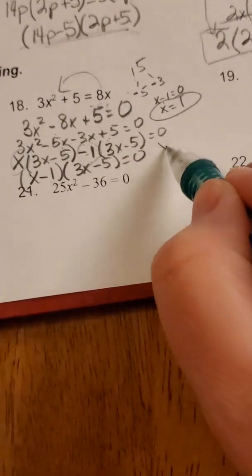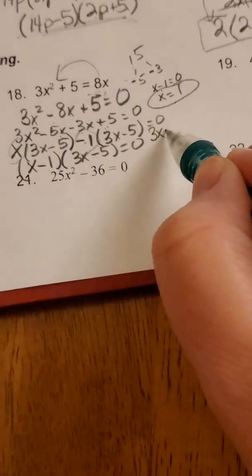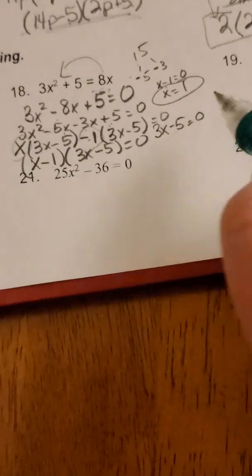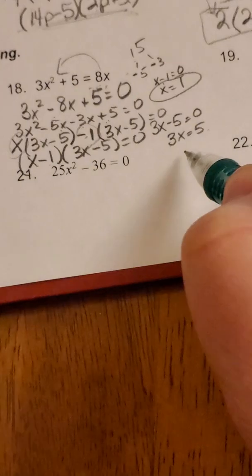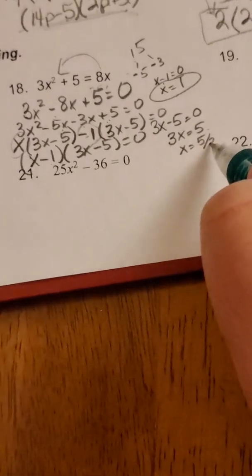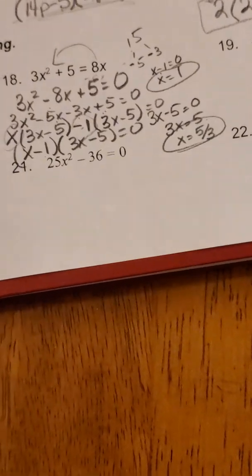And then I can set 3x minus 5 equal to 0. Add 5 to both sides, and I get 3x equals 5. Divide both sides by 3, and x is 5/3. Okay, so again, you've got two answers there.